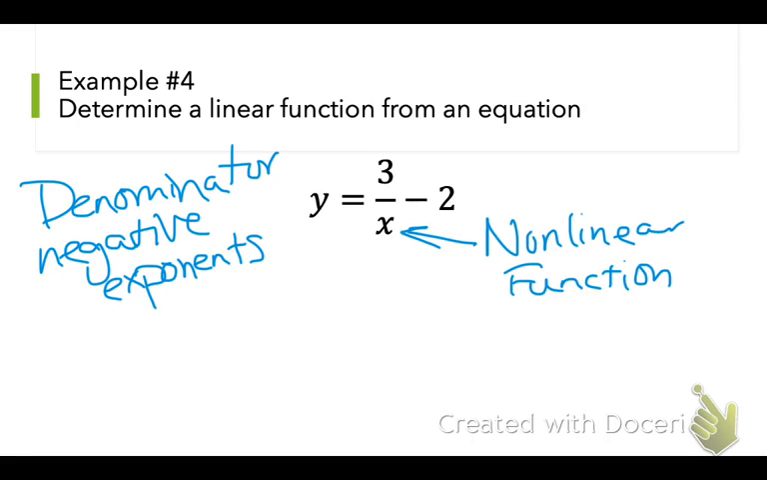So let me explain why that works. I could write this equation as y equals 3 times x to the power of negative 1 minus 2. Because if we think about our exponent rules from last week, if we have a negative exponent, to change it into the positive, we put it in a denominator. And that's exactly what's going on here. We're just going backwards. So this is a nonlinear function.